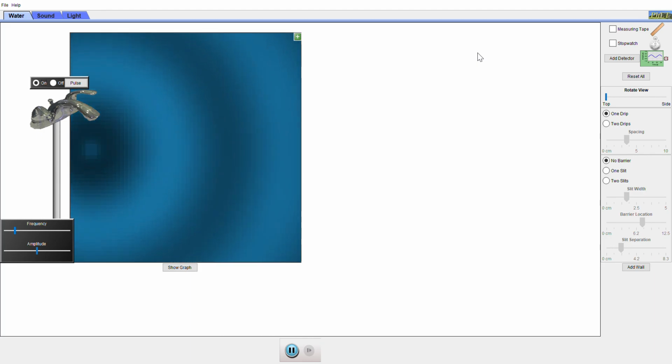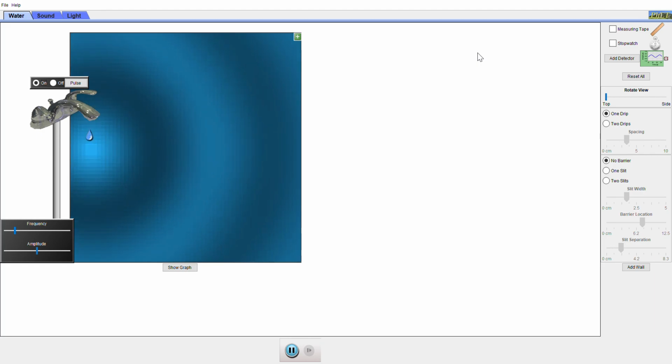Okay, so the first question is, before you change any settings, describe the shape and motion of the water waves being produced by the dripping faucet. So you can draw what you see here in the tank.